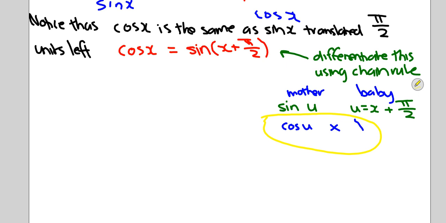We differentiate. So you define the mother and the baby, differentiate both, and multiply them together. That's not the answer, by the way. So cos u times 1 equals 1 cos u. We don't need the 1 in the final answer. Cos x plus pi over 2, good, so you sub in.